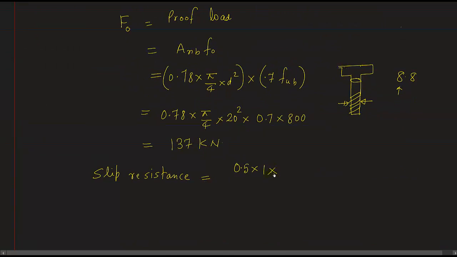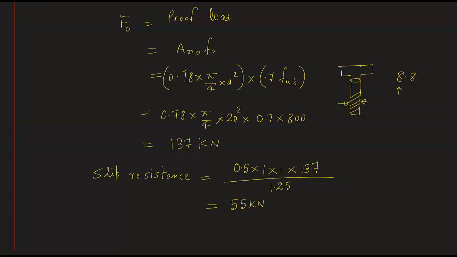Kh, let's say this is given in the problem, that is equal to 1, and this is 137. We have just calculated this value and this factor of safety is 1.25. So this turns out to be 55 kilonewton. So you see, if no slip is permitted, in that case this bolt can take a maximum load of 55 kilonewton.